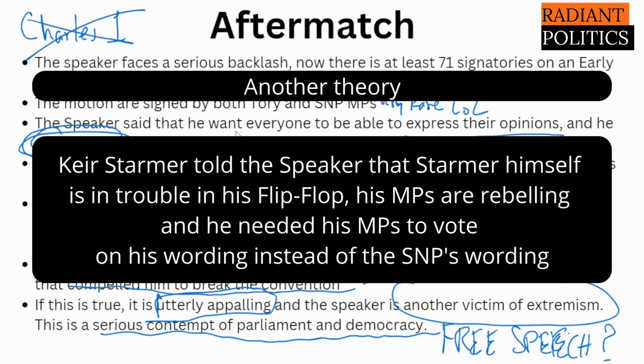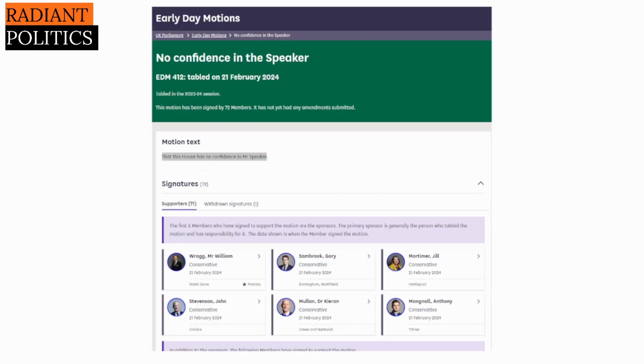Another theory is that Keir Starmer told the Speaker that Starmer himself is in trouble over his flip-flop. His MPs are rebelling and he needed his MPs to vote on his wording instead of the SNP's wording. And this is the early day motion of no confidence in the Speaker.